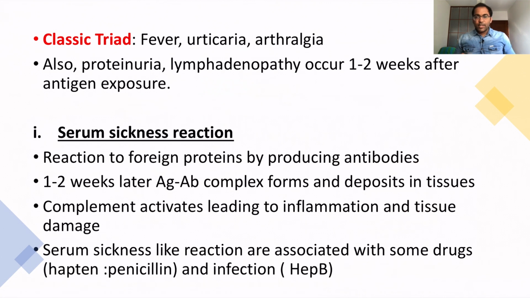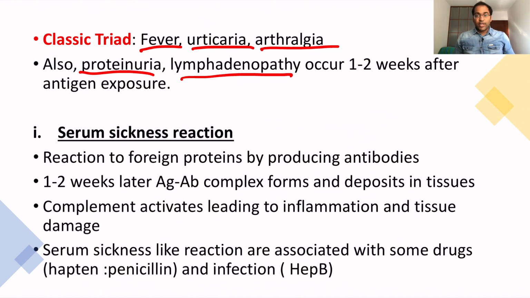Now, the classic triad that you should be aware of regarding type 3 hypersensitivity is fever, urticaria, and arthralgia. Arthralgia stands for painful joint, while arthritis stands for inflammation of the joint. So here we have fever, urticaria, and arthralgia. We also have sometimes proteinuria and lymphadenopathy, which occur 1 to 2 weeks after the antigen exposure.